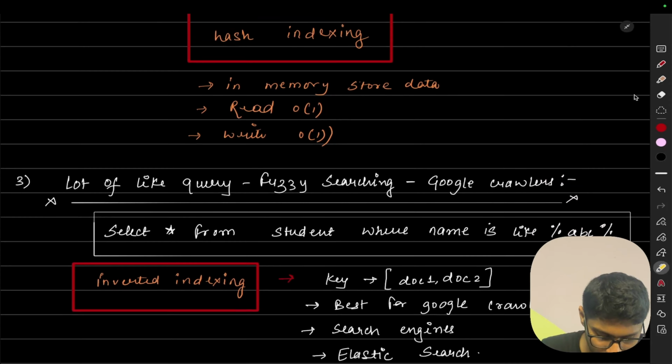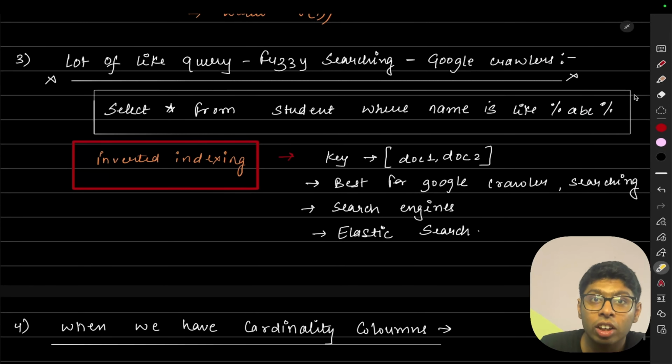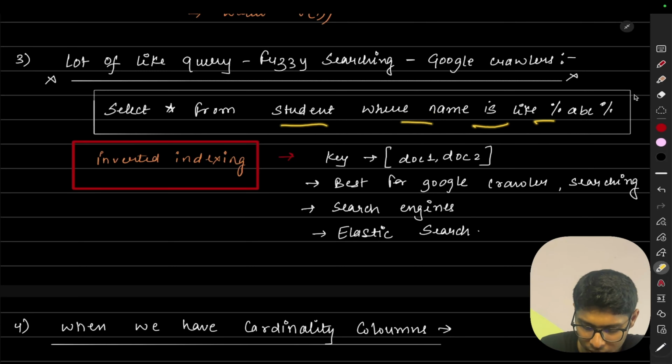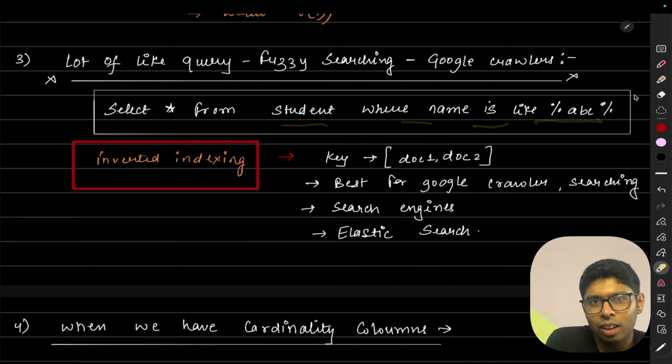Now let's move to the third one. When to use an inverted index? We can use an inverted index for fuzzy searching or Google crawlers. I also mention one query here: select star from student where name is like %abc%. It means that if I have to search the names in our student table where the middle name is, let's say, Sharma, in that case we can use our inverted index.